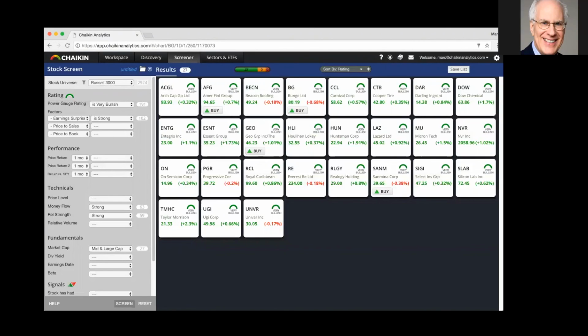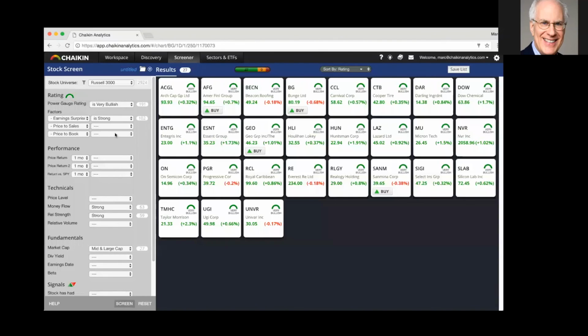Thank you. So this is the screen that we showed you right after the classic Chaikin bull section. This is our screener tab. We started out with the Russell 3000 to find classic Chaikin bulls that had a pattern of positive earnings surprises. So you saw this screen already. Notice that Micron was one of those stocks.